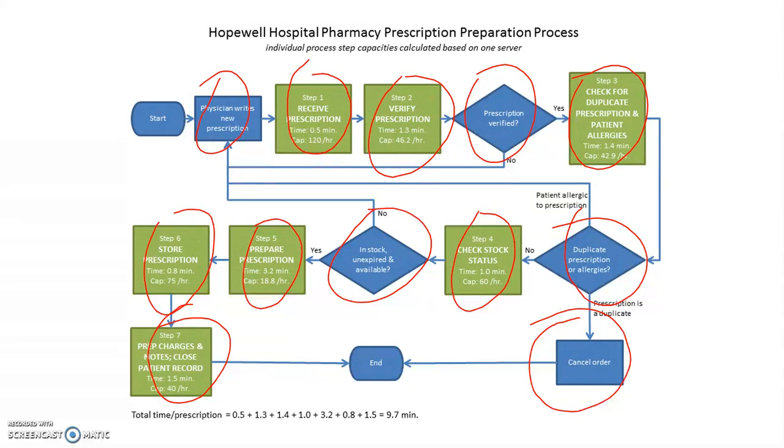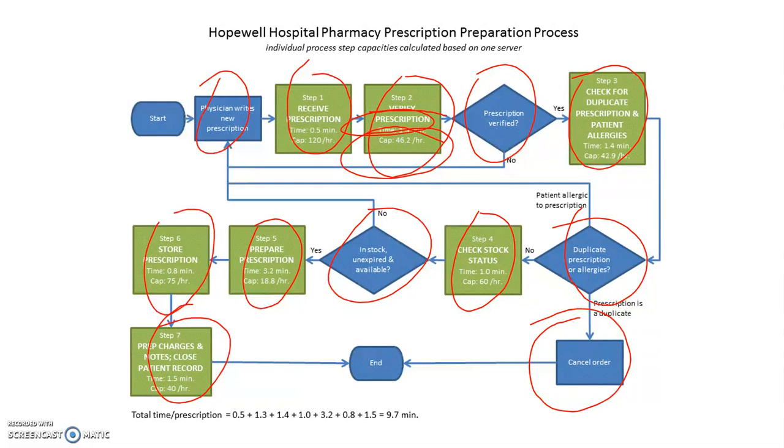So in addition to that, in each of these steps, I've added a couple of things. One is the time, and another is the capacity for each step. So the time, again, comes directly from the case, and each of the steps, steps 1 through 7, have a specific time. Step 2, we can see here, is 1.3 minutes. And then for each step we can calculate, based on that time, the capacity related to that step. And for step 2, again, the capacity would be 46.2 prescriptions per hour.